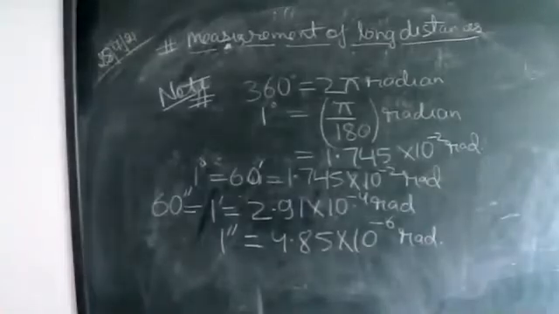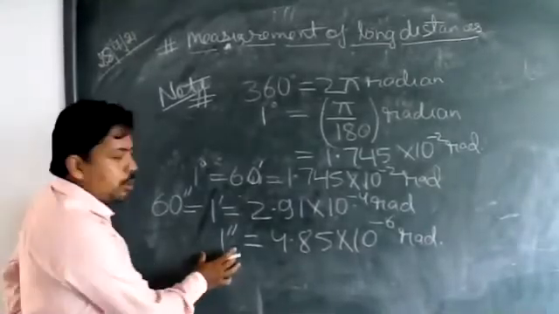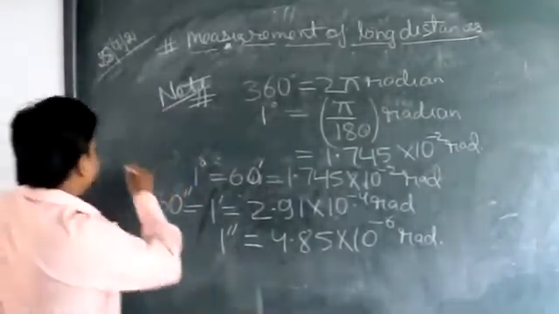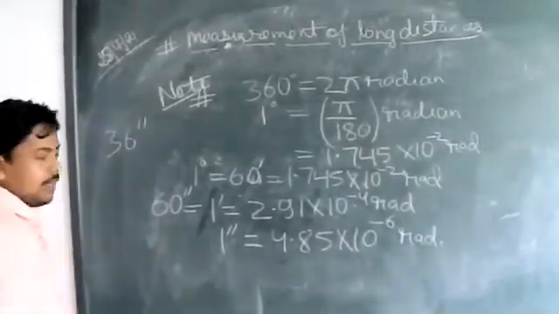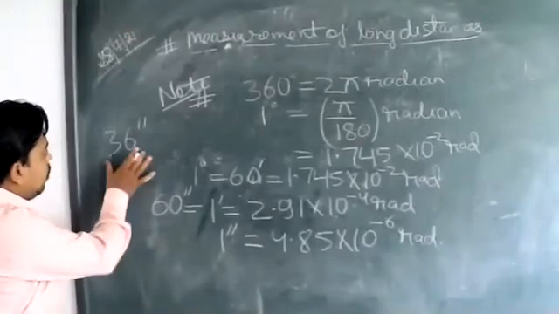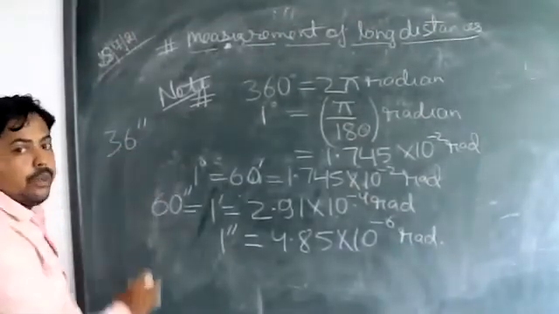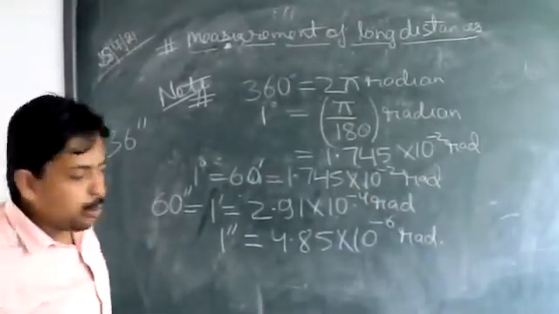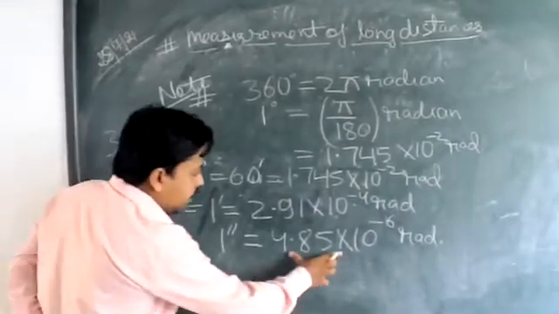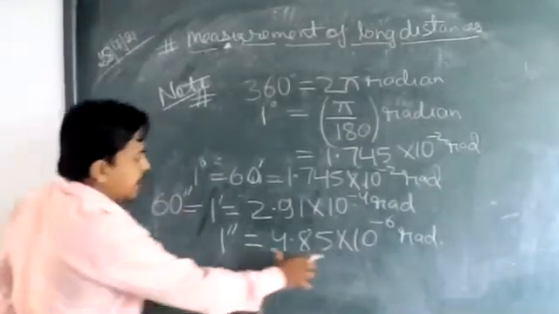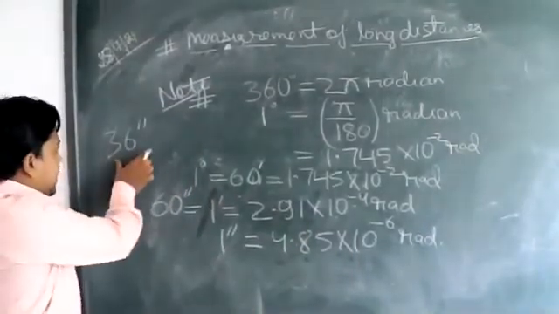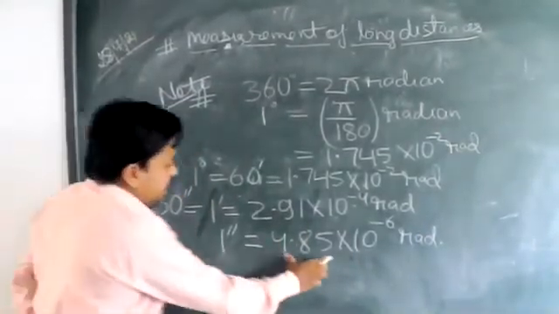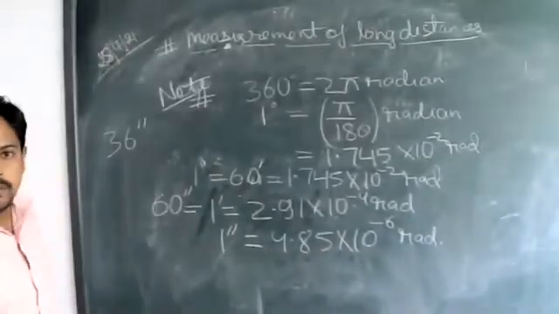Okay, so if the value of theta is given to you in seconds, let us suppose 36 seconds, what will be the required value in radian? The required value will be obtained by multiplying by this number, because in 1 second there is this much radian. So for 36 seconds you need to multiply 36 by this amount.